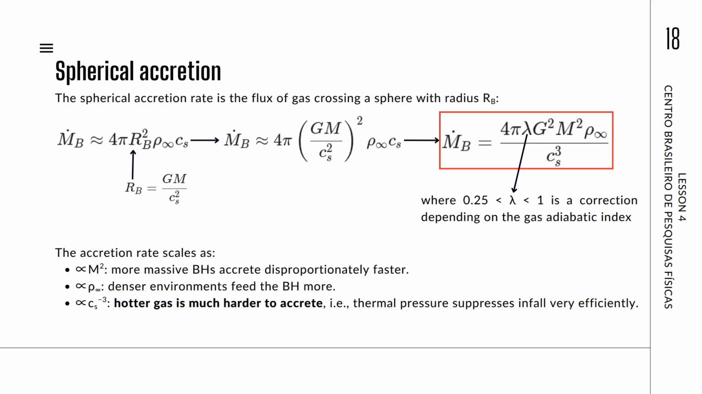So we see also that if the black hole is in a denser environment, the accretion will be higher. Makes sense, no? And if the gas is hotter, which means that the average speed of the particles is much faster, it will be much harder for the black hole to accrete. So for a hotter gas, the accretion will drop. Okay, this is the Bondi accretion rate. Bear this in mind. This one is very useful.